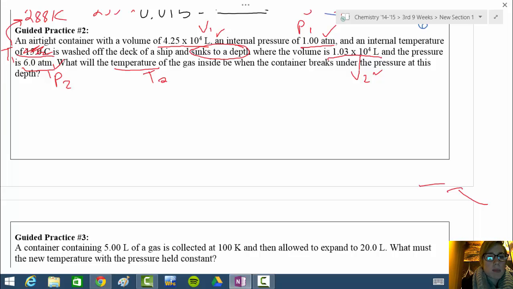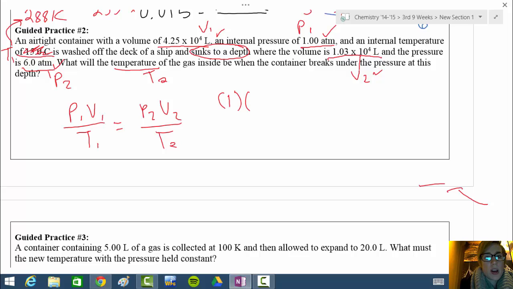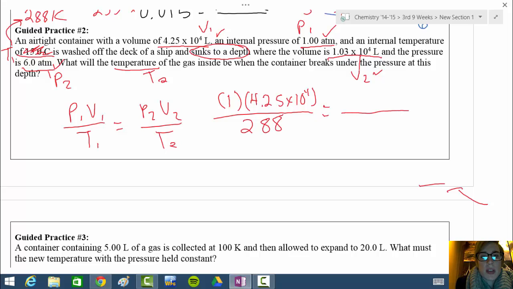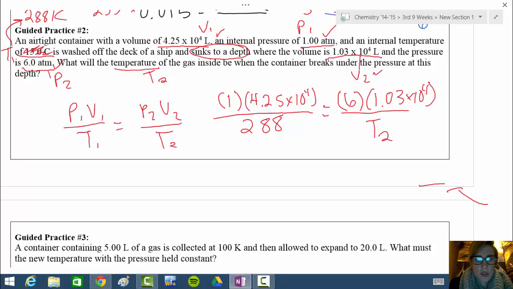So what I'm going to do now is write my formula, P1 V1 over T1 equals P2 V2 over T2. And P1 is 1 atm. V1 is 4.25 times 10 to the 4th. T1 was 288. And now I do P2. P2 is 6. V2 is 1.03 times 10 to the 4th. And we're trying to solve for T2.